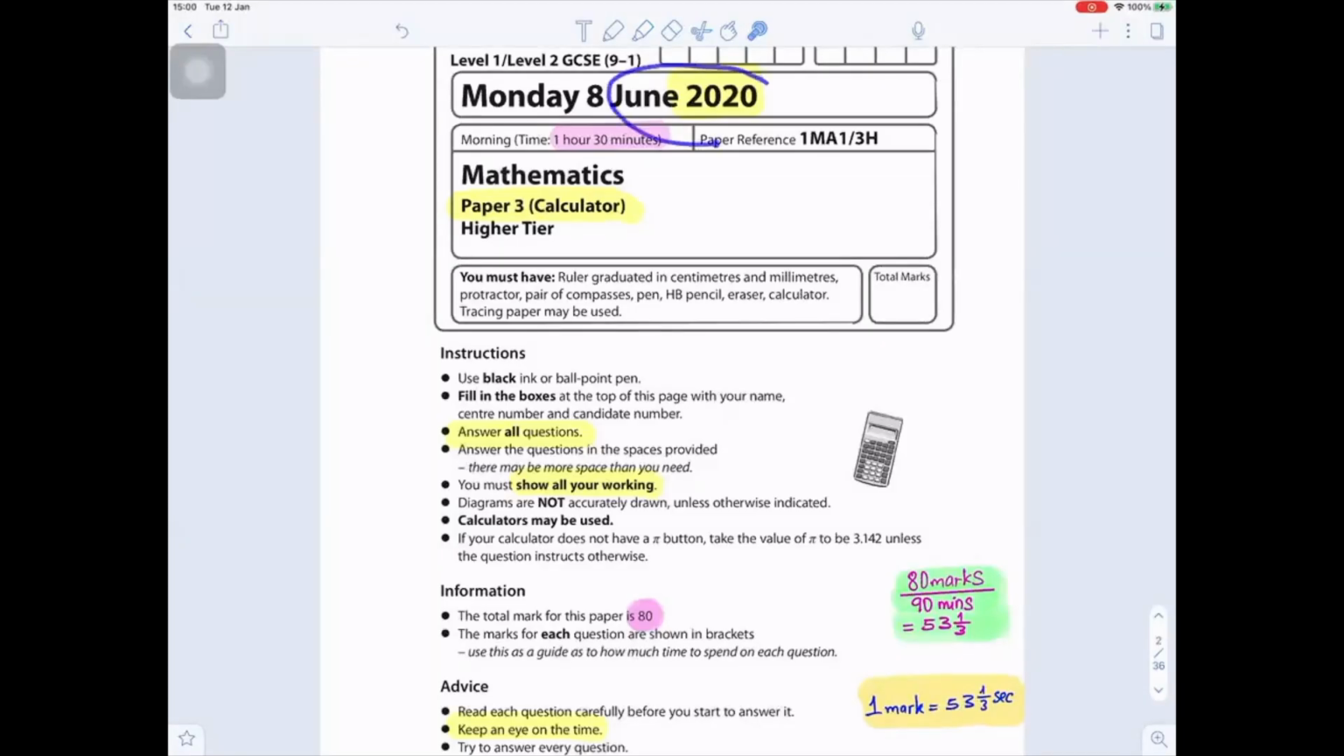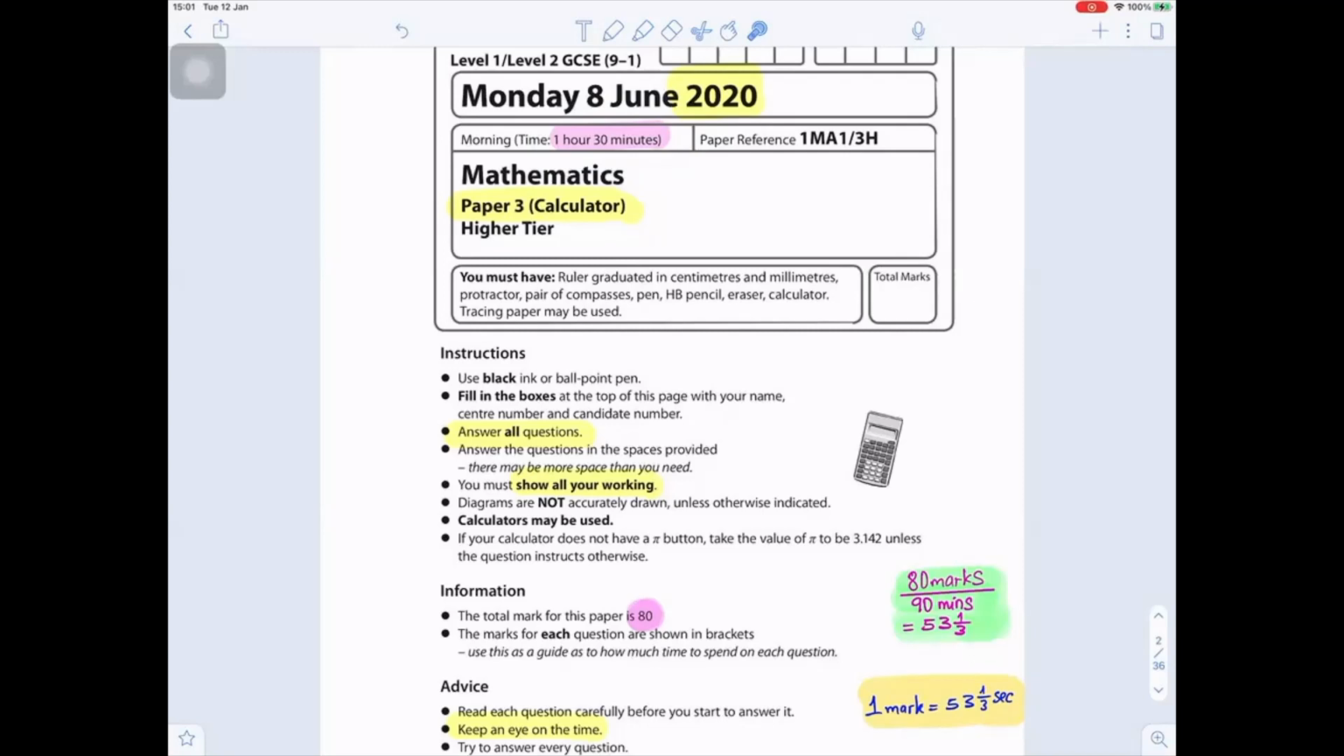June 2020, Monday 8. Edexcel Mathematics Paper 3, Calculator and Higher Tier. There's a higher tier paper 3, and it's for 1 hour 30 minutes.